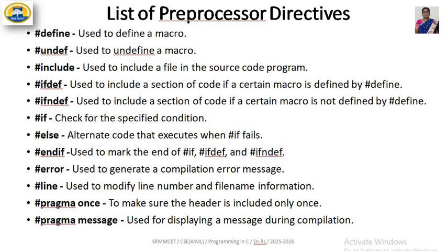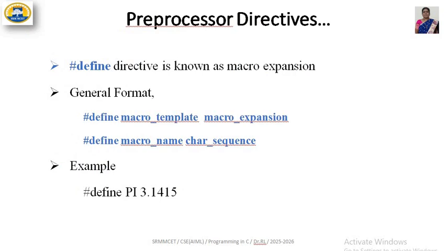And another preprocessor directive, #error. This preprocessor directive is used to generate a compilation error message, and #line is used to modify line number and file name information. Finally, #pragma once. This pragma once preprocessor directive is used to make sure the header is included only once. Similarly, #pragma message. This preprocessor directive is used for displaying a message during compilation. So hereafter we will discuss the preprocessor directives one by one.